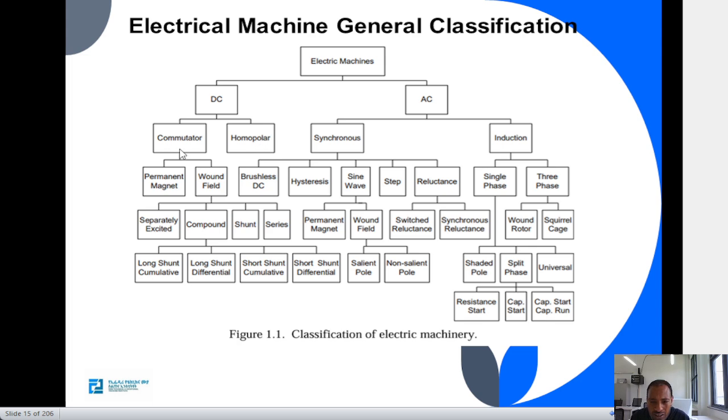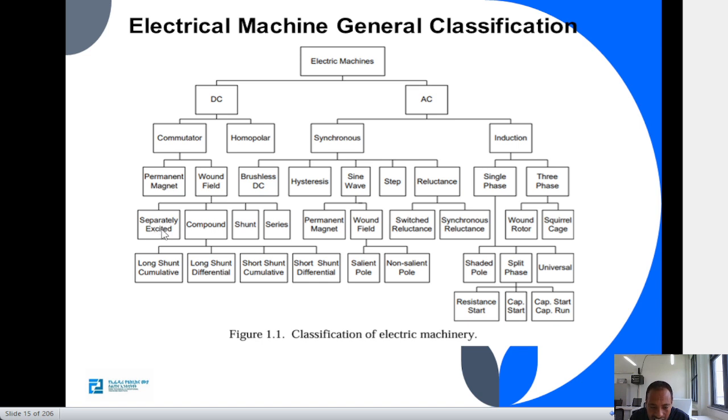Again, commutator DC machines can be classified into permanent magnet and wound field types. If the machine field is produced by a magnet, we call it permanent magnet. And if the field is produced artificially by current, we call it a wound field type DC machine. Again, wound field type can be further classified into separately excited, compound, shunt, and series.